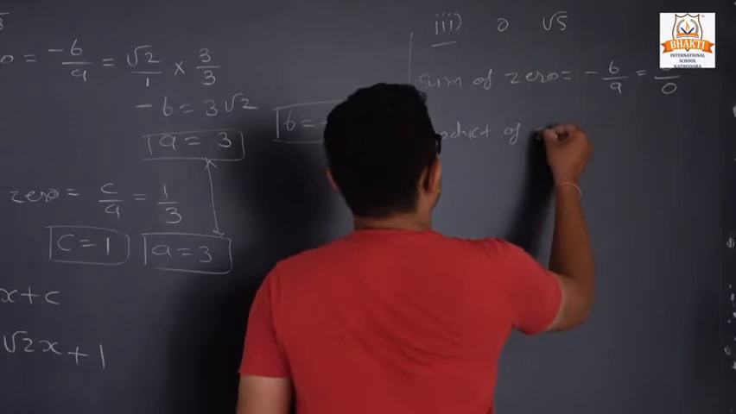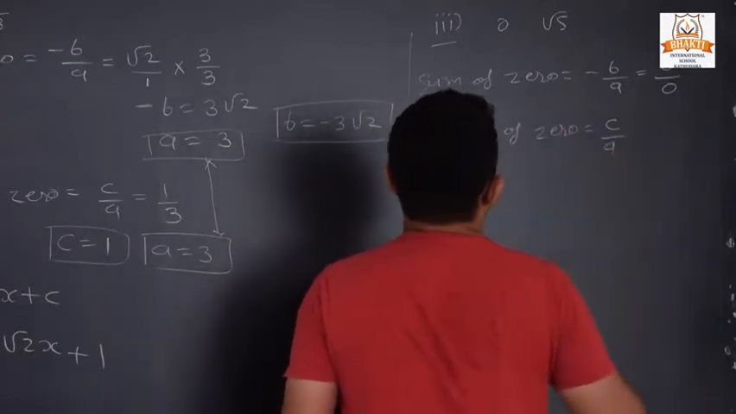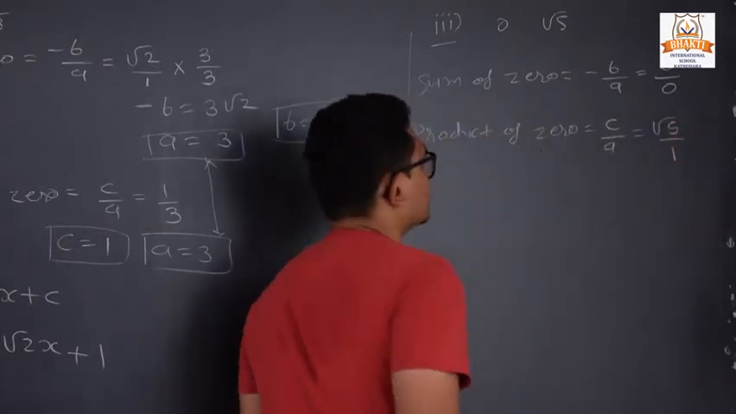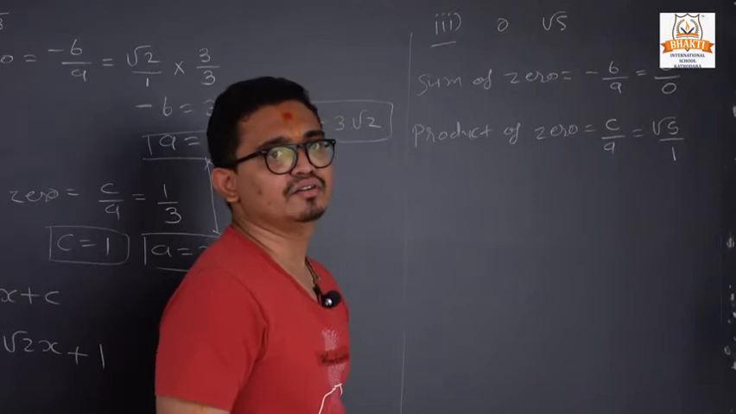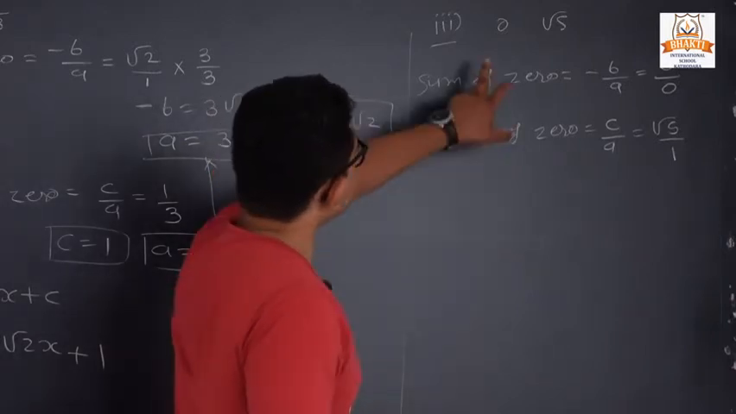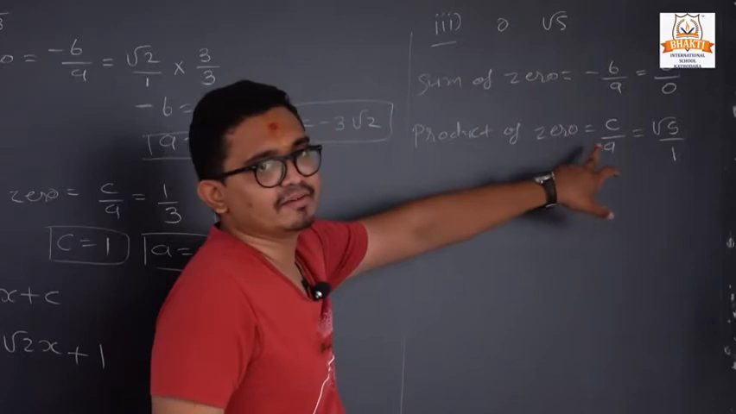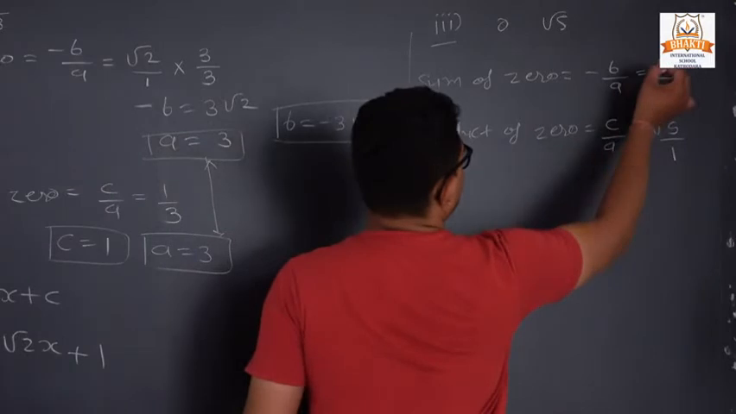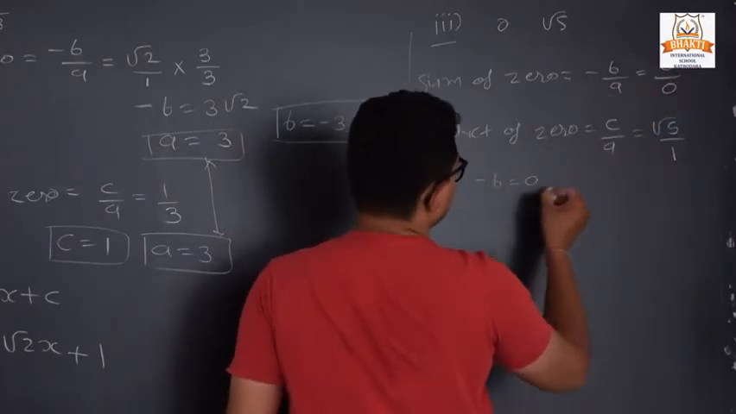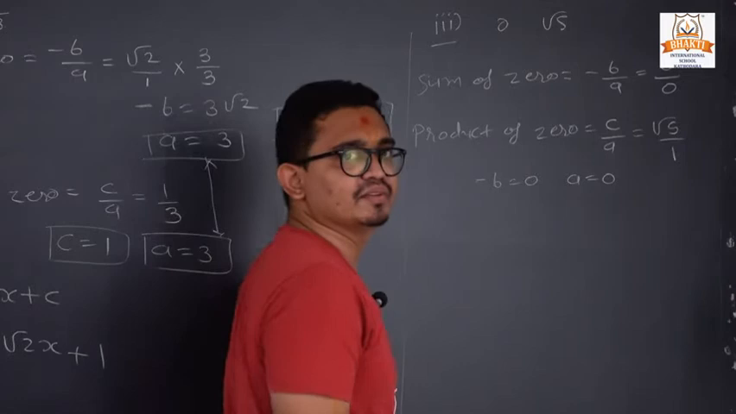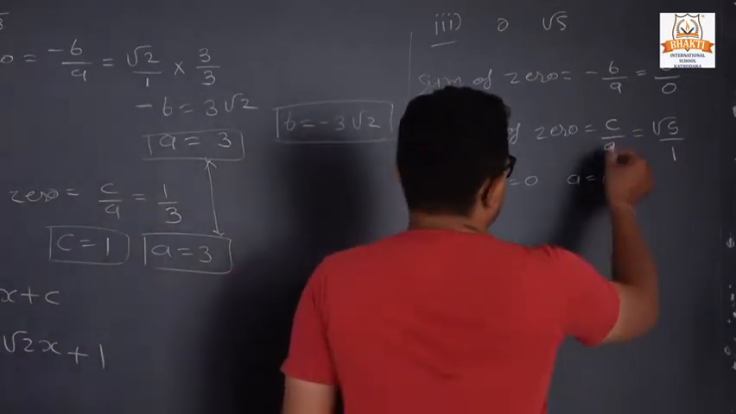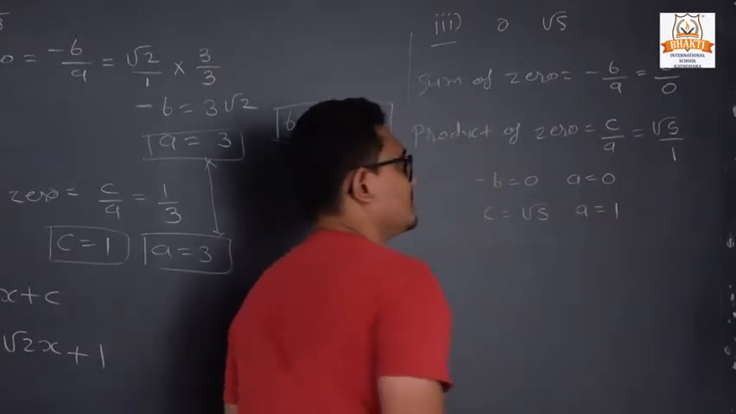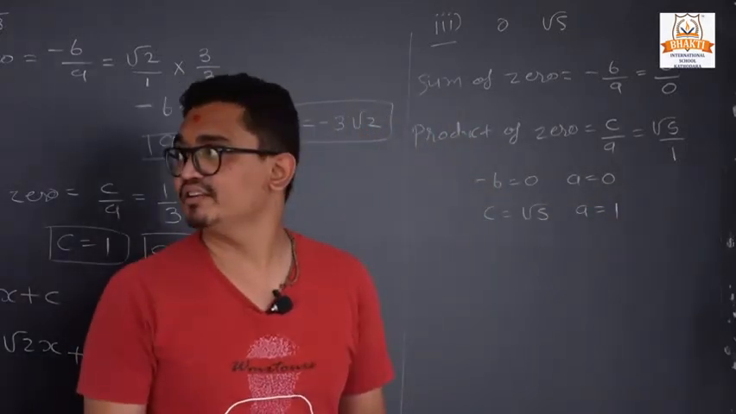Now product of zeros is equal to c by a. So what is its value? Root 5 upon 1. Clear? In this case we can use the same method, or we can also use our method number 2. So now what is the value of b? Minus b is equal to 0 and a is also equal to 0, and here c is equal to root 5 and a is equal to 1. Clear? a is equal to 1.